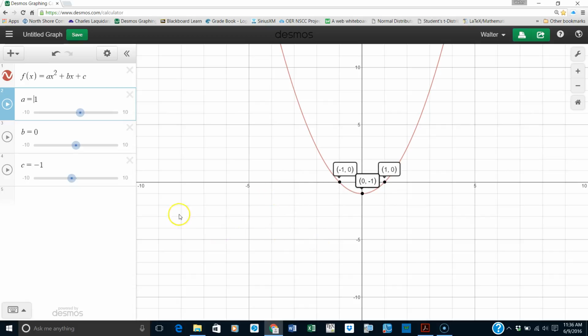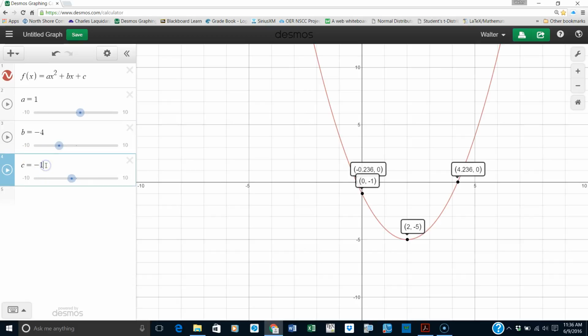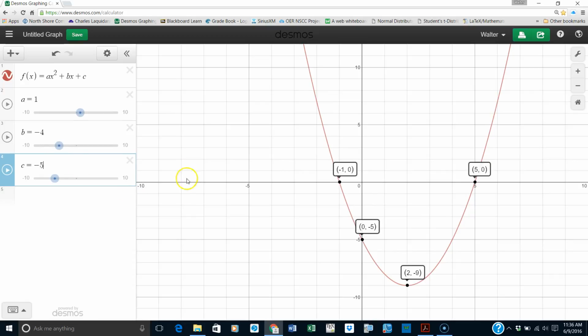So suppose I want to work with x squared minus 4x minus 5. Suppose I change b to -4 and c to -5. Okay? Now, one thing to observe is that -1 and 5 give us the values of the x-intercepts. When f of x equals 0, we get an x-intercept. So -1, 0 is an x-intercept, and 5, 0 is an x-intercept.